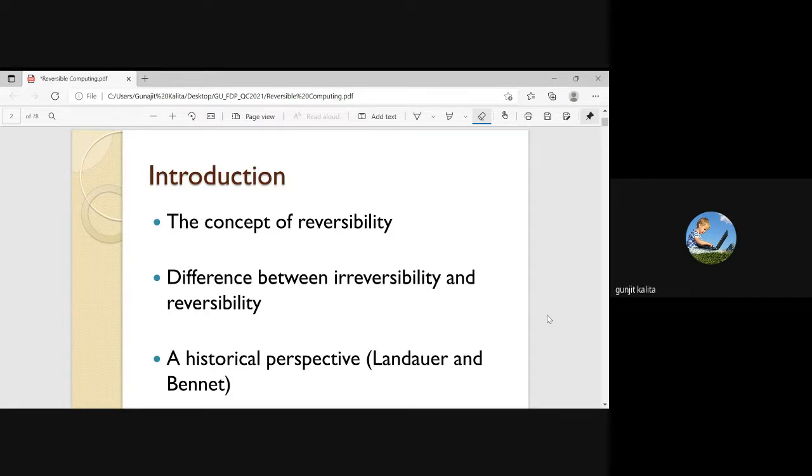If we look into the difference between irreversibility and reversibility, in an irreversible system, you have some set of inputs and you give that input to the system, and it will generate outputs. Now we just can't compute or get back the input from this output. The systems we are currently using are irreversible in nature.